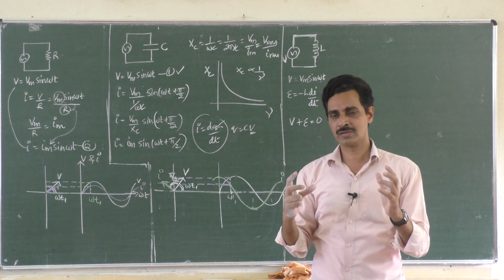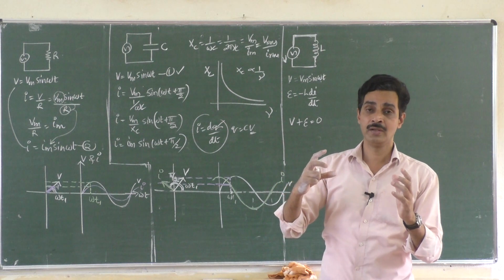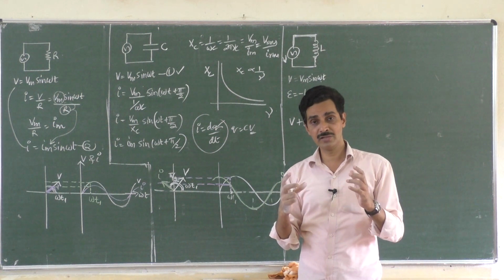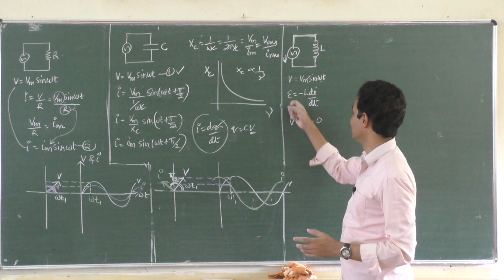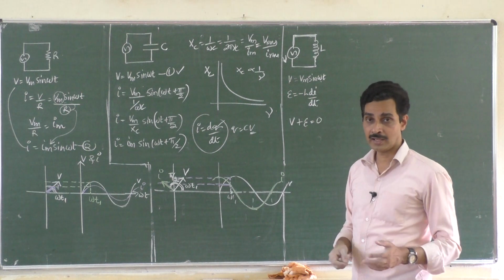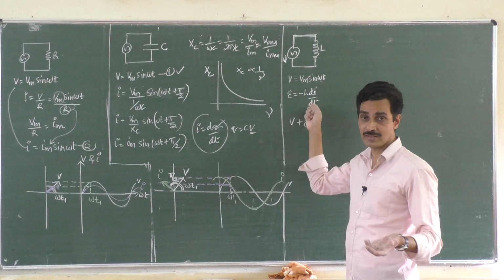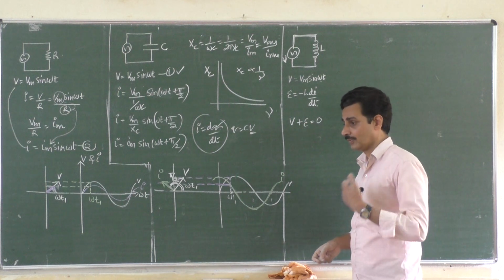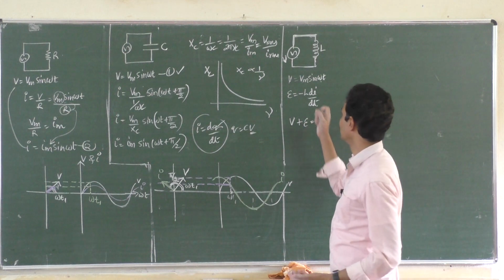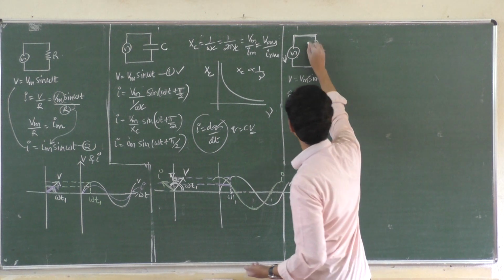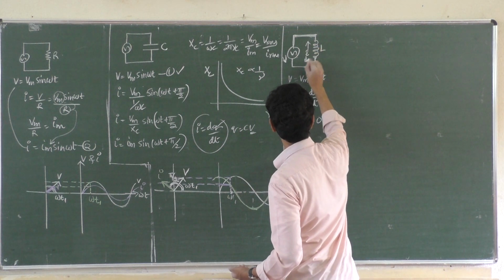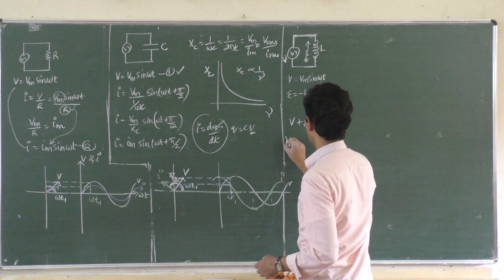One is the AC source, another is the inductor, and the inductor induces an EMF in itself, given by minus L di by dt. The minus sign is from Lenz's law, and the rest is from Faraday's law. You know that V plus E must be equal to 0, where E is the induced EMF because of the change in the flux.